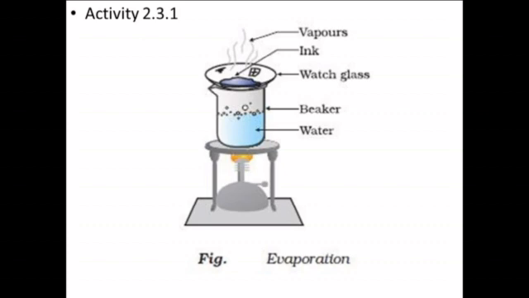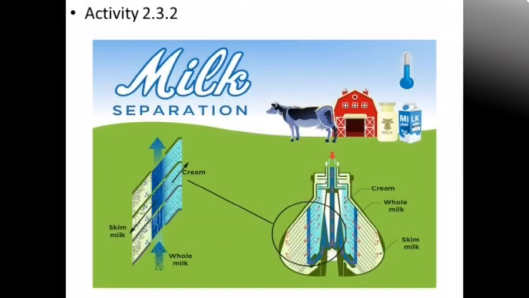What do you think has got evaporated from the watch glass? Water. Water gets evaporated from the watch glass. Is there any residue on the watch glass? Yes, there is a residue on the watch glass. What is your observation? Is ink a single substance that is pure or is it a mixture? Ink is a mixture of dyes in water.